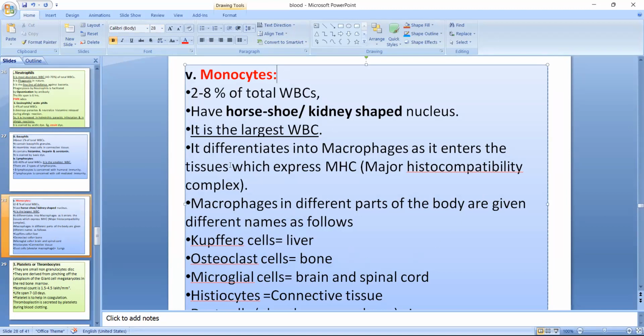It differentiates into macrophage as it enters the tissues, which express major histocompatibility complex.